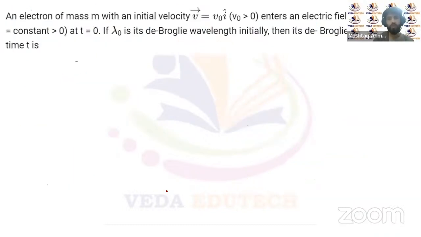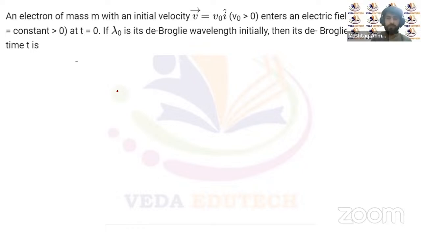Let's move on to the next question. This is once again a very important question asked in your previous year exams. An electron of mass m with an initial velocity v = v naught i cap, along the positive x-axis, enters an electric field, which is given as E = minus E naught i cap.